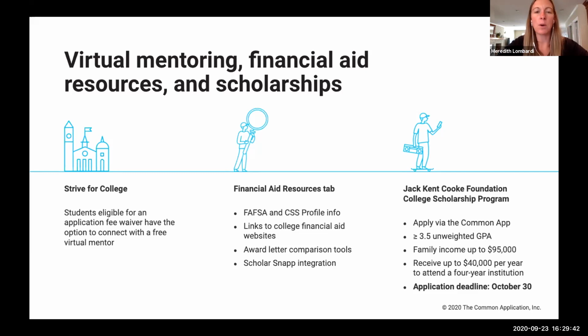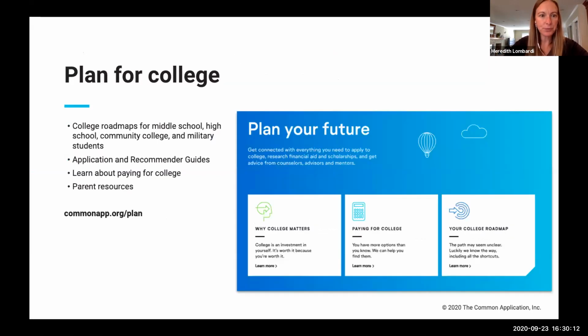And then a third piece I want to call out is that the Jack Kent Cooke Foundation has their college scholarship on Common App's platform. So if you want to apply for that scholarship, you would add them as one of your colleges. The deadline is coming up in a little bit over a month, on October 30th, and you can find more information either on our website or, of course, on the Jack Kent Cooke Foundation's website.